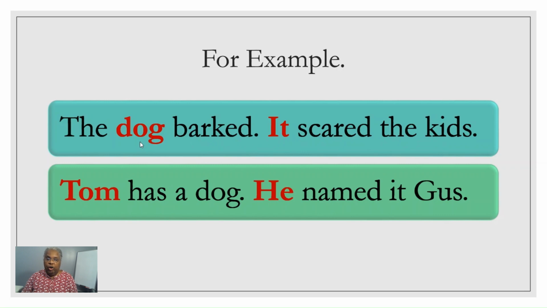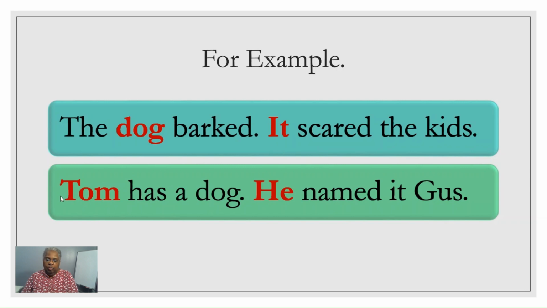In the first sentence, the dog barked. The word dog is a noun that occupies the subject area, therefore, it answers the question when you ask, what barked? In the second sentence, it scared the kids. The word it is a subject pronoun that occupies the subject area. Therefore, it answers the question when you ask, what scared the kids?